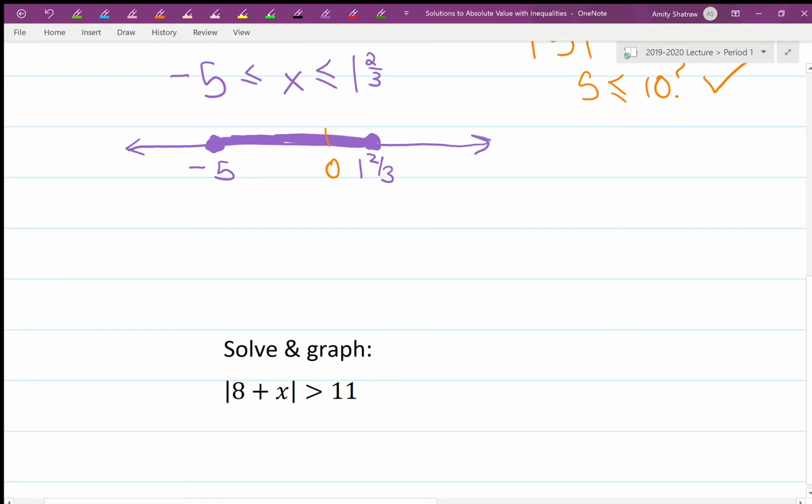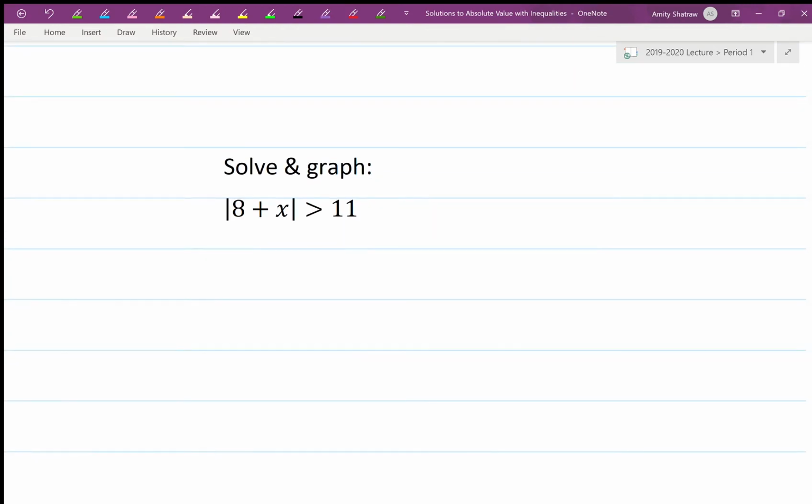Solve and graph: the absolute value of 8 plus x needs to be greater than 11. So again, I know that if I start out with a negative and there's an absolute value around it, it will turn positive. So I want to set it up as a split right away. Ready? I'm going to say that I have a less than, and this is a negative 11. And I have a greater than, and this is the 11 that I was given.